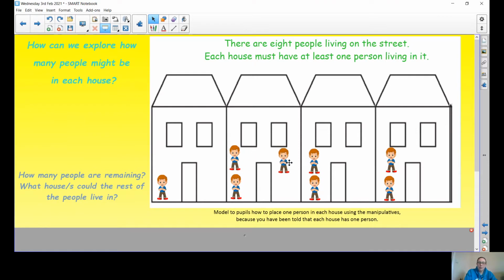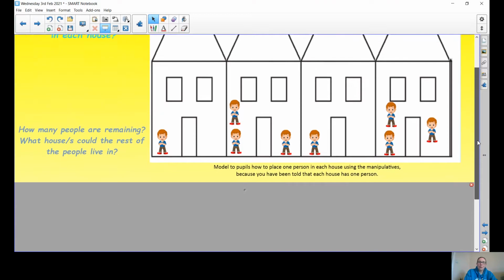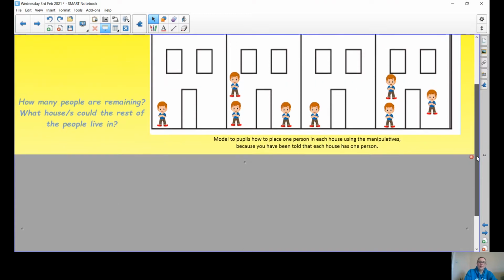Yes, I could put another one in here. Then we've still got at least 1 in each house, but we've got 4 in this one and 2 in this one. Is there another way? Yes, I could put 3 in this one and 3 in this one. I wonder how many different ways you can find to move those 8 people into 4 houses, making sure there's always 1 person in each house.